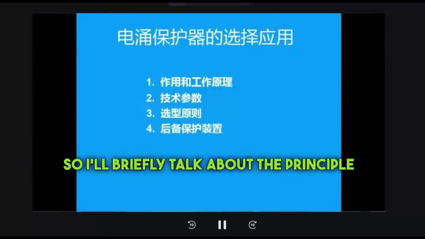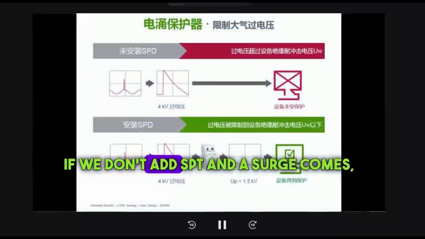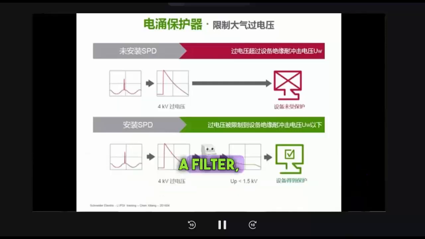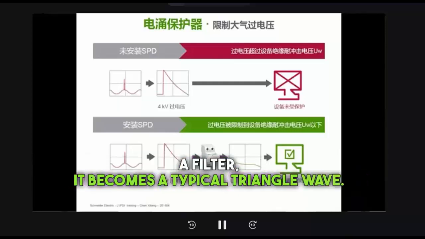So I'll briefly talk about the principle of SPDs. If we don't add an SPD and a surge comes, we amplify the voltage glitch through a filter. It becomes a typical triangle wave.